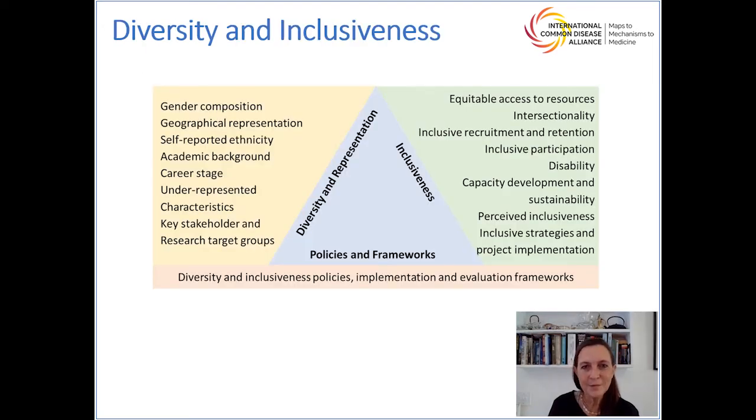And this diagram just gives you an overview of how we've looked at inclusiveness as also having facets of diversity and representation, and also facets which include policies and frameworks to really formalize how we approach inclusiveness and diversity in the working group.